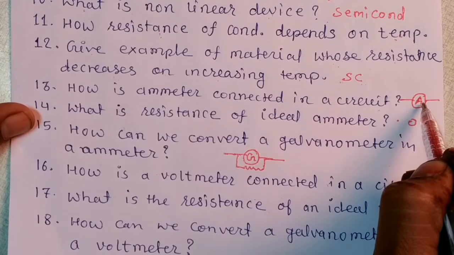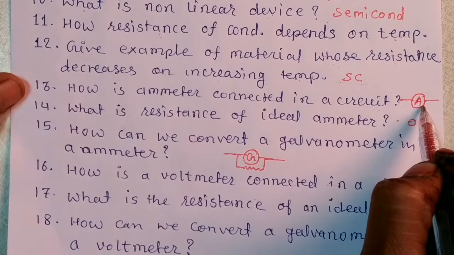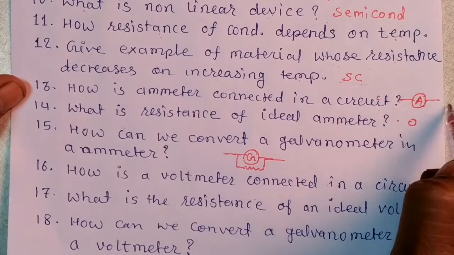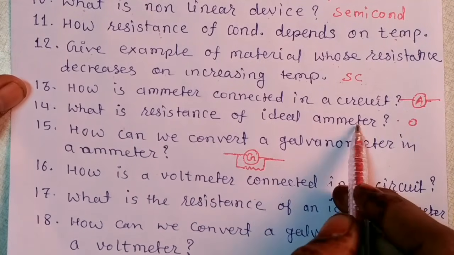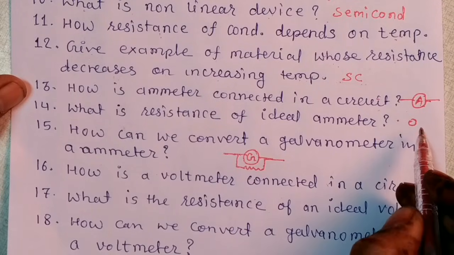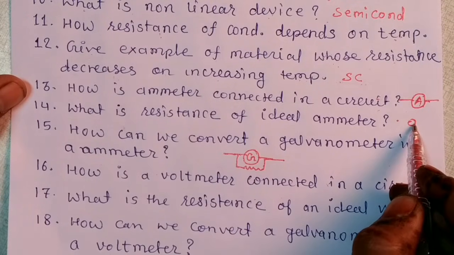How is an ammeter connected in a circuit? It is connected in series. Current will pass through it. What is the resistance of an ideal ammeter? The ideal ammeter has zero resistance.